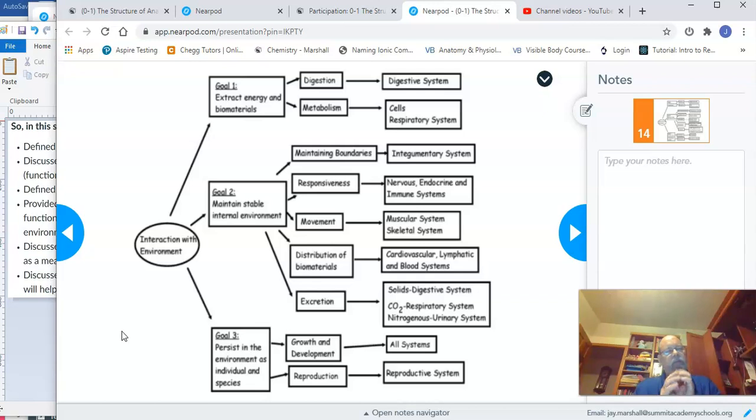You go to the homeostatic section. You say, what are the five functions that I need? I need maintaining boundaries. I need responsiveness. I need movement. I need to be able to distribute my biomaterials, and I need to be able to excrete. And so on. This is a very cool way of organizing this. And then you go back to the individual functions. You say, what system accomplishes this? What anatomy accomplishes this? So the function of digestion is accomplished by the digestive system, and so on. I'm going to go to the next slide.